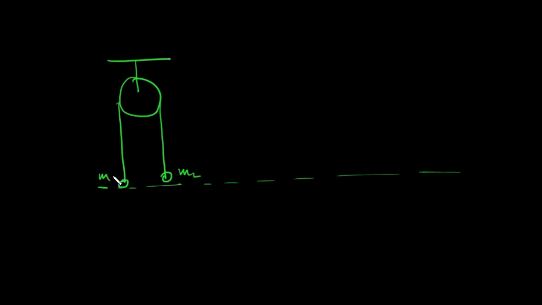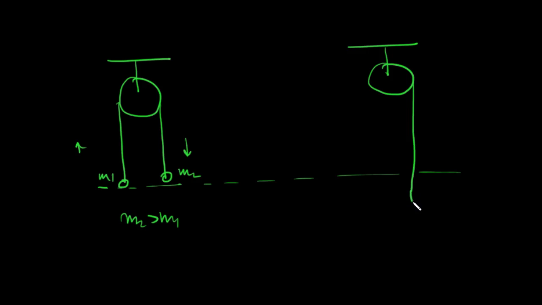The second question was about same acceleration. First of all, let us draw this figure. Let us assume that in the first case the two masses are kept at the same level. Since M2 is greater than M1, obviously this will go down and this will come up. So after a certain point of time, the figure will be like this.